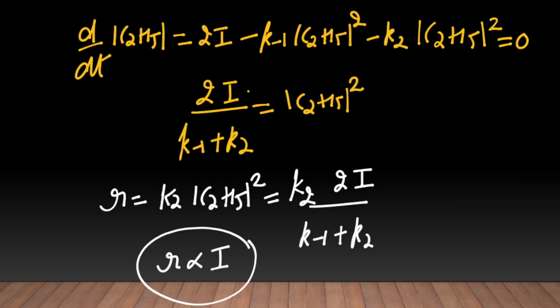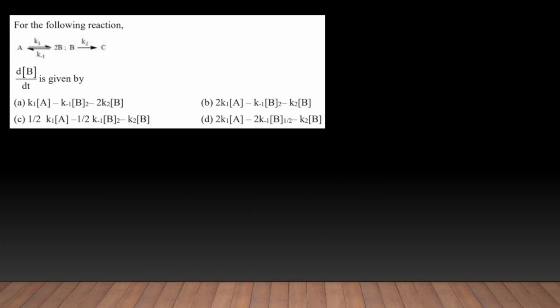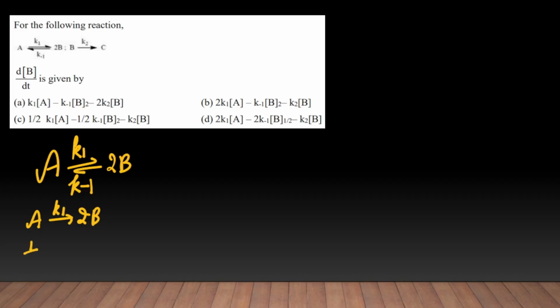Okay. Next one is this question. For the following reaction, dB by dt is given by what? The reaction we have is A in equilibrium with 2B, with rate constants K1 and K inverse. In this we can break it: A to 2B with rate constant K1. So 1 by 2 dB by dt is equal to K1 times A, right? Next is 2B giving us A, with rate constant K inverse.